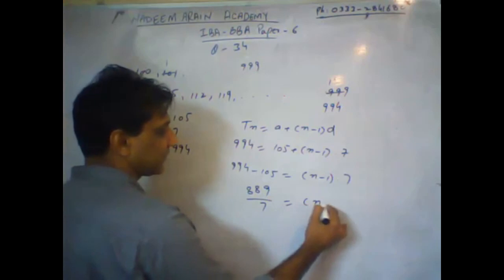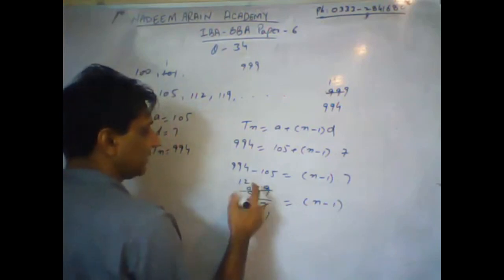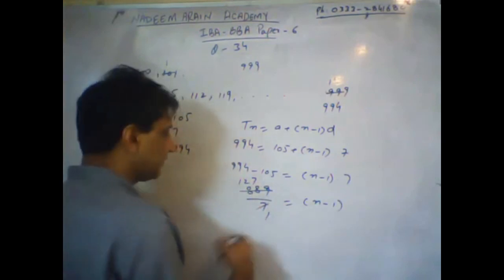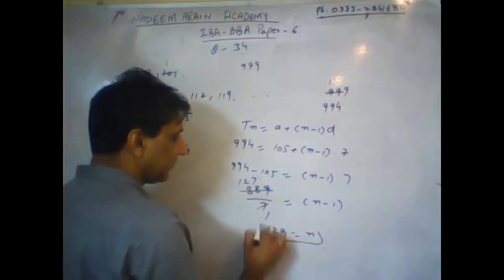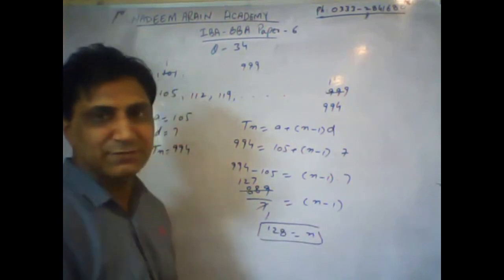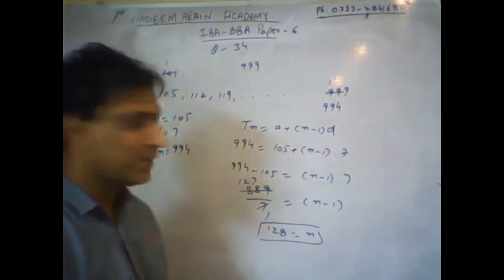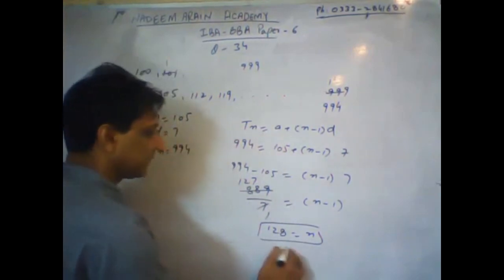Bring it down, divide it. 7 ones are 7, 18, 7 twos are 14, 49, 7 sevens are 49. Bring this minus 1 here. Alright, that will be positive 1. Okay, 128 is the number of integers between 105 and 994 that are divisible by 7. So 128 is option B.